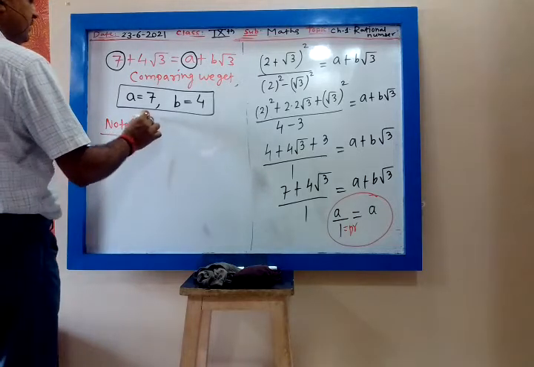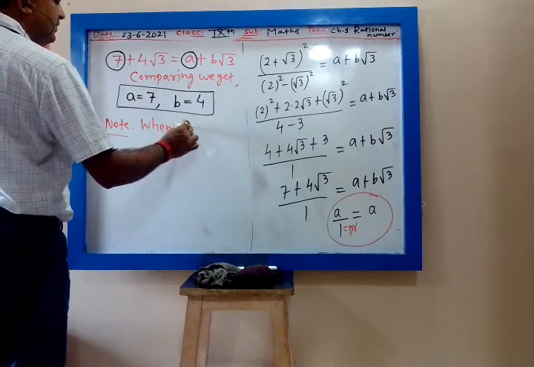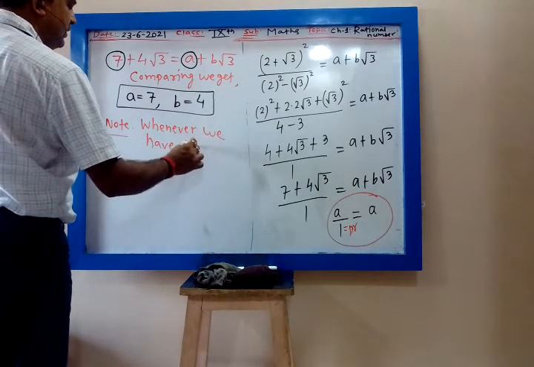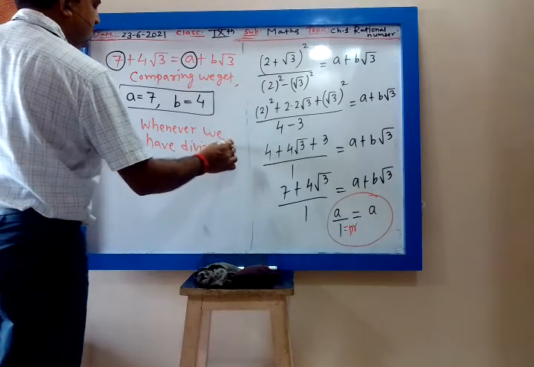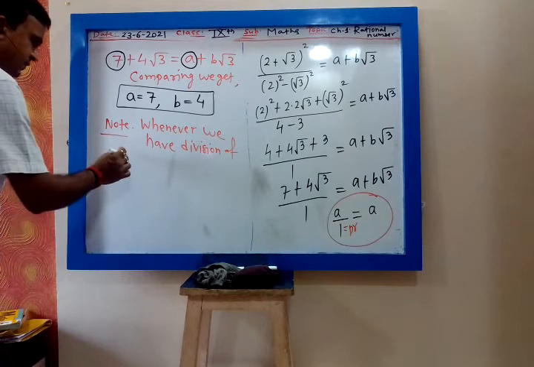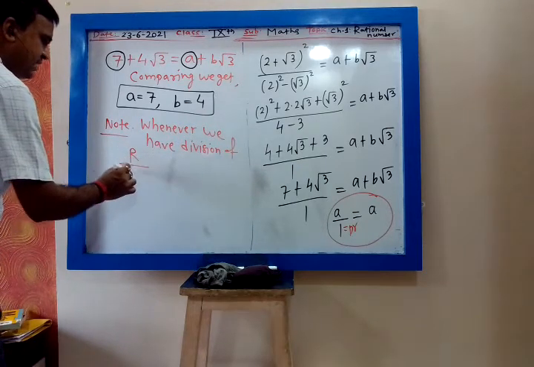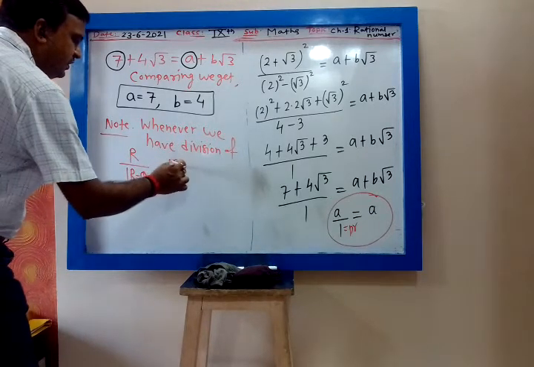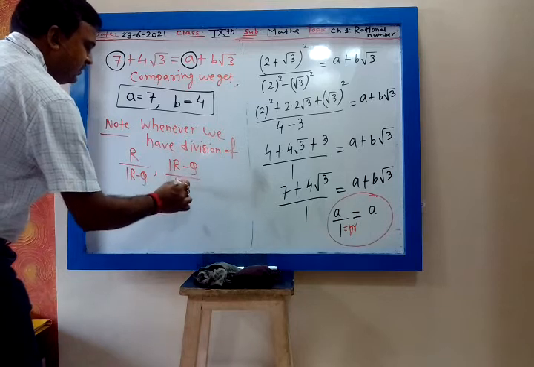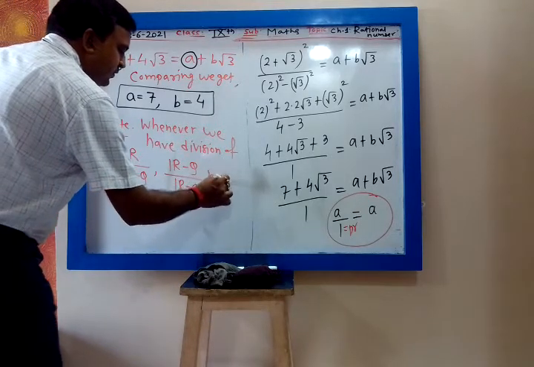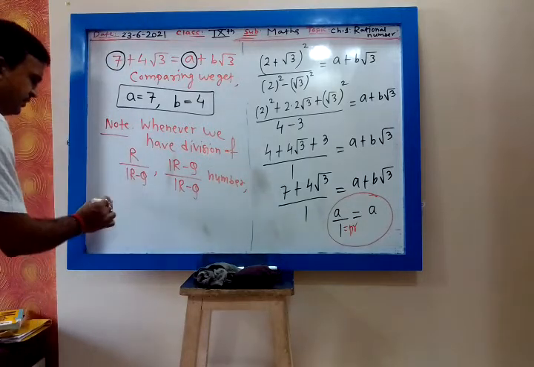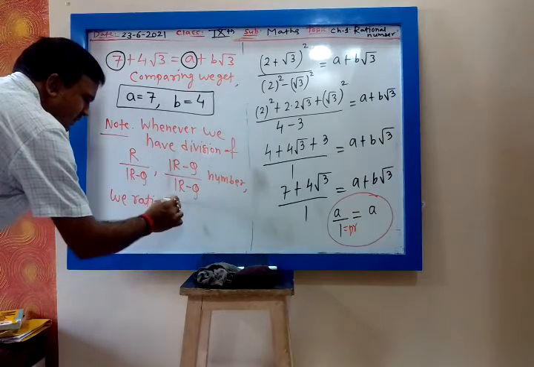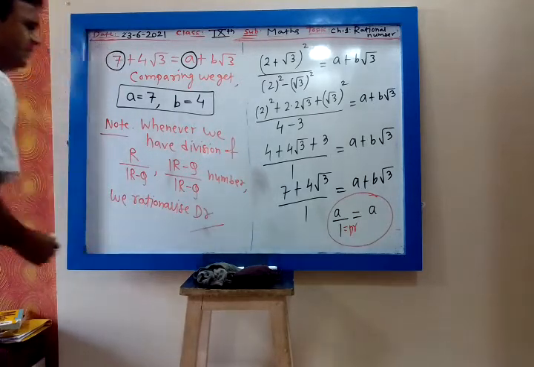Whenever we have division of rational or irrational numbers, we rationalize the denominator. Working method will be the same. We rationalize the denominator. That's all. Working method.